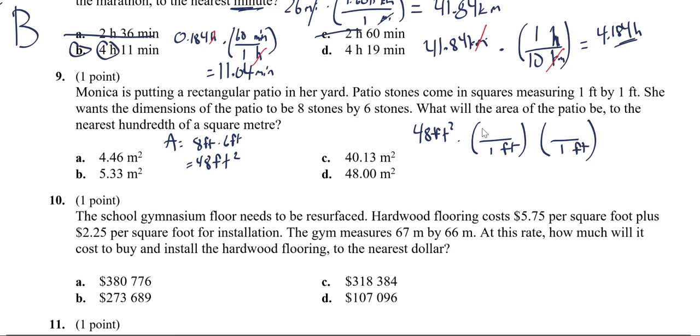So I think we did this the other day. It was 0.3048 meters per foot. 0.3048 meters for every foot. So we multiply by each one. These 2 feet cancel out with these 2. We end up left with meters squared. And 48 times 0.3 times 0.3 again is going to be 4 and a bit, 4.46 square meters. That's E.